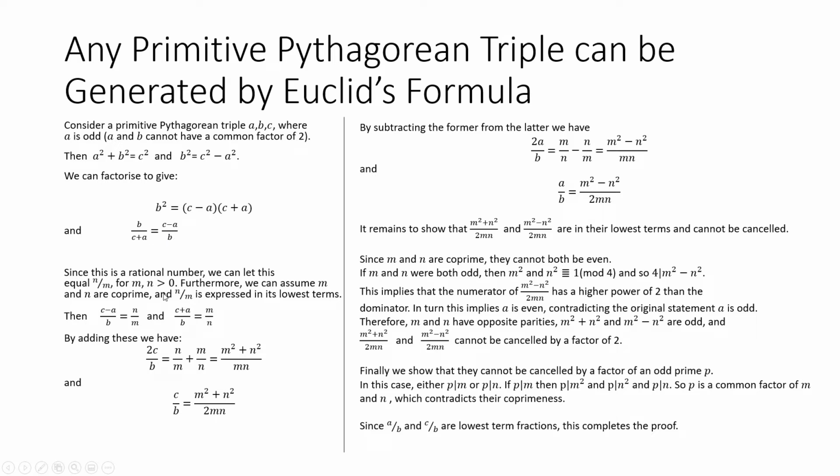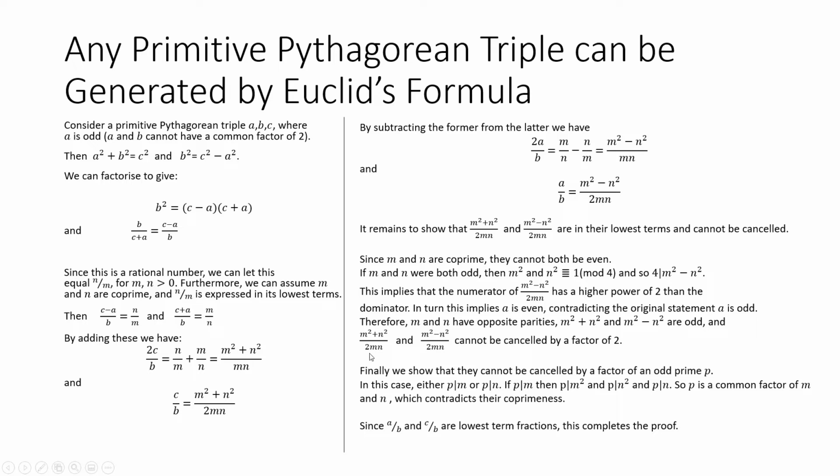So C minus A over B is n over m, and I'll turn this one upside down, so C plus A over B is m over n. So we've got some simultaneous equations to solve. If I add the two together, the 2c over b is n over m plus m over n, denominator mn, and on the numerator we get m squared plus n squared, and I halve it to get c over b in terms of m and n.